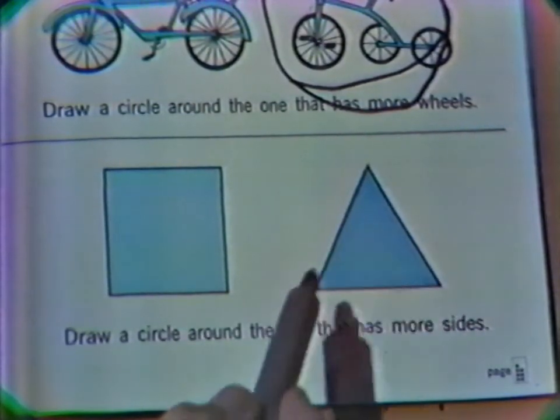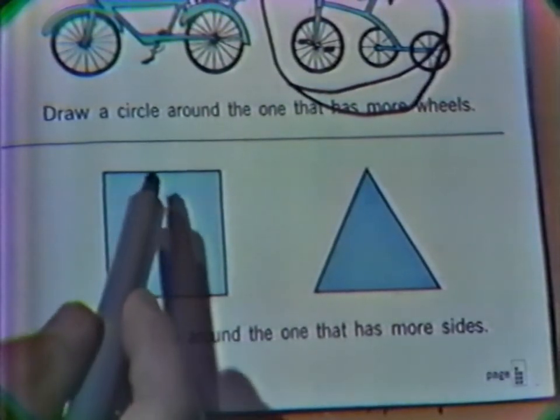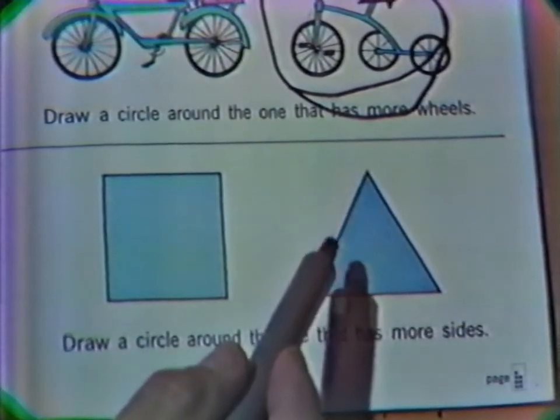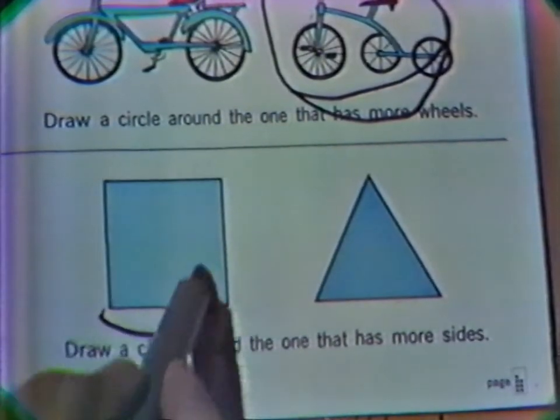Let's see. Now, this square has a side here, and here, and here, and here. And this triangle has a side here, here, and here. That's right. The square has more sides.